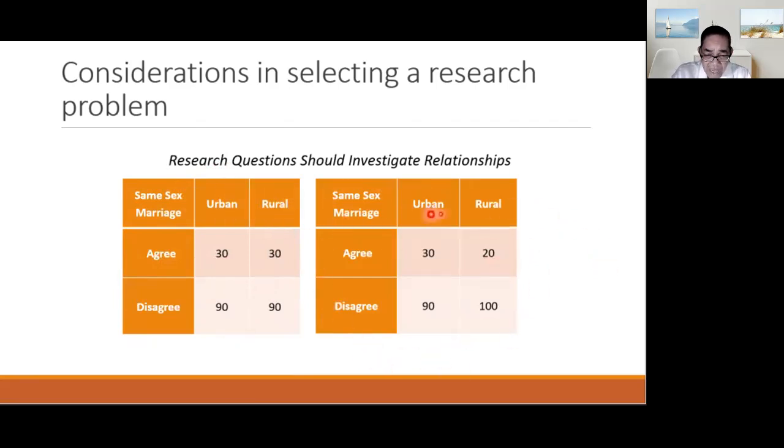But in the second table to your right, a lot more people in the urban areas agree with same-sex marriage compared to the rural areas. So in this particular table, with hypothetical data, there is a relationship between agreement to same-sex marriage and place of residence. If there is a difference, there is a relationship.